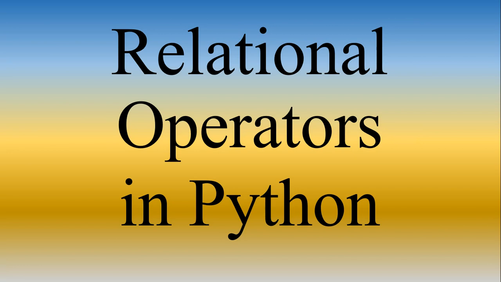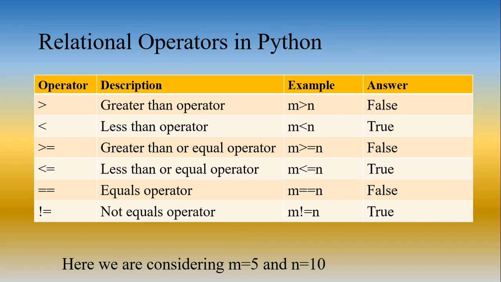Today, we are going to talk about the relational operators in Python. Now, there are 6 relational operators in Python. What do relational operators do? They are used to compare 2 or more values. Relational operators help us know which of the values are greater than or less than each other or equal to each other.